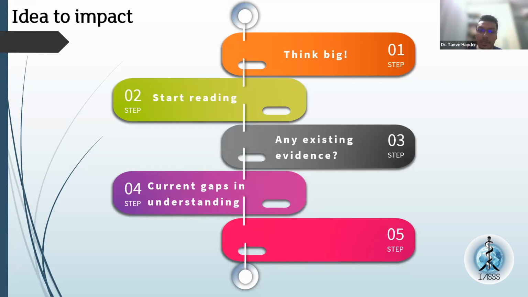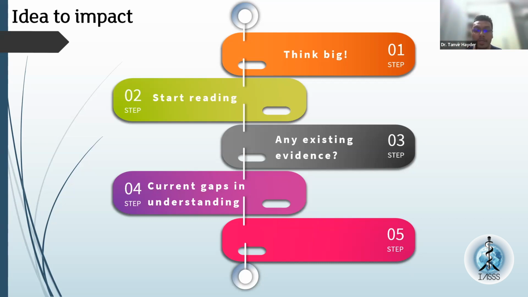Then go about finding the gaps in the current research. How can you do that? Just read the research papers. At the end of every research paper or article, the research team always writes what the limitations are and what recommendations they have for future researchers or future academicians. And you can narrow down the current gaps in knowledge from that.